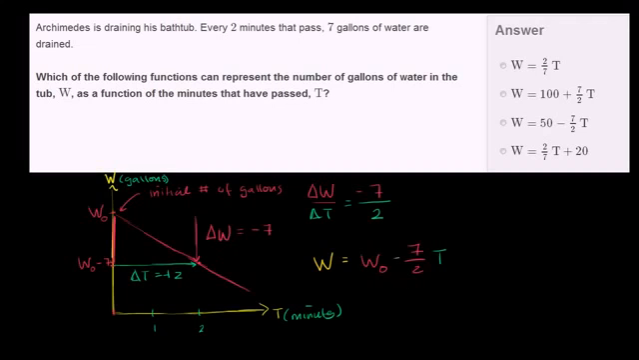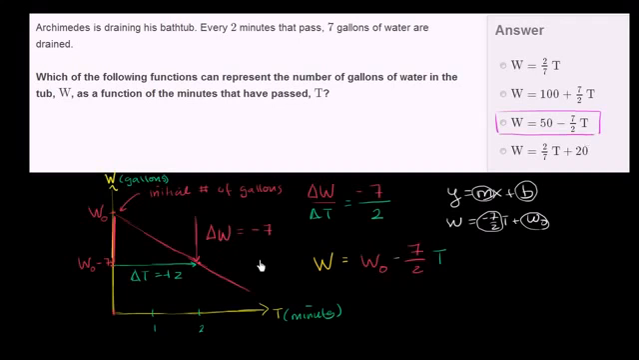If you're familiar with slope-intercept form, we normally write y is equal to mx plus b, where m is the slope and b is the y-intercept. We've written it the exact same way. We've said W is equal to negative 7/2 t plus W naught. I just swapped these two things around, and notice this is the slope and this is the y-intercept. So which of these match that pattern? Well, I should start with some positive number of gallons, and I'm subtracting 7/2 t. So the only one that matches this is 50 minus 7/2 t.